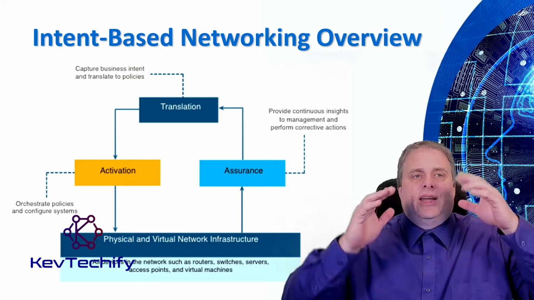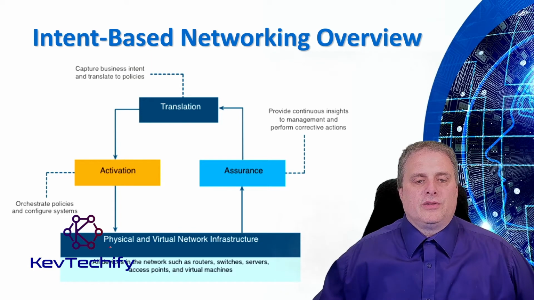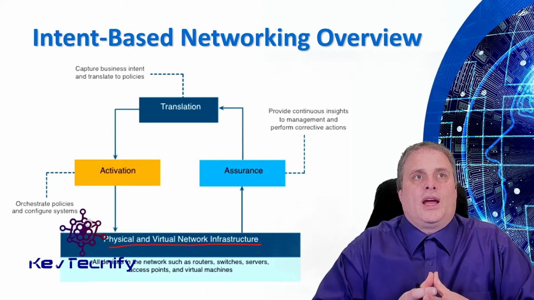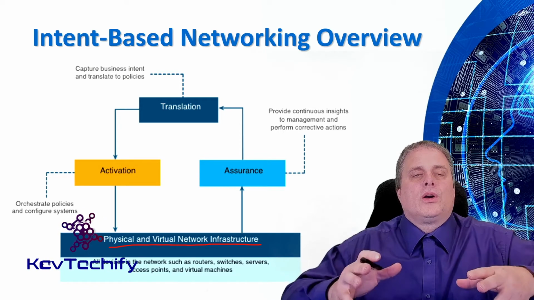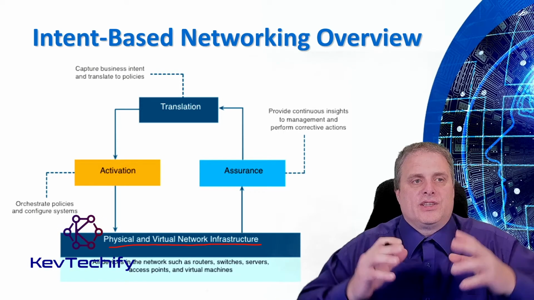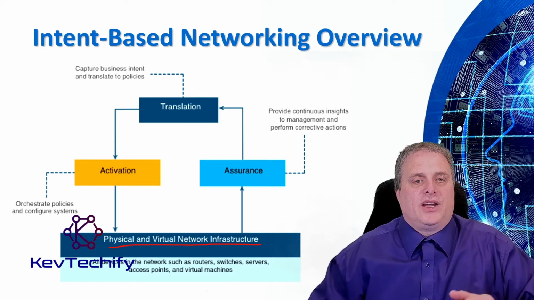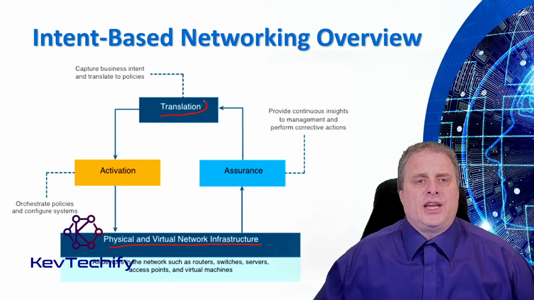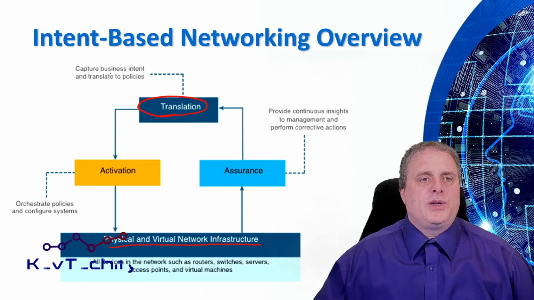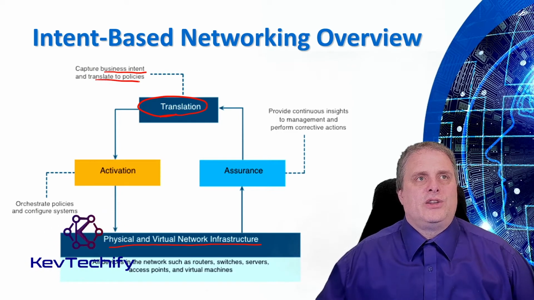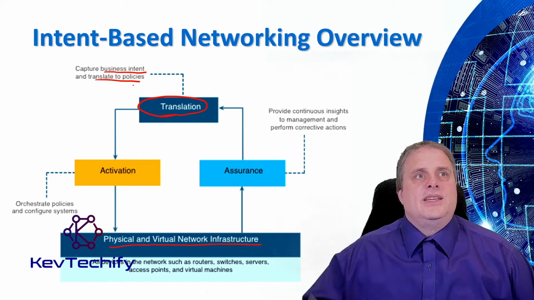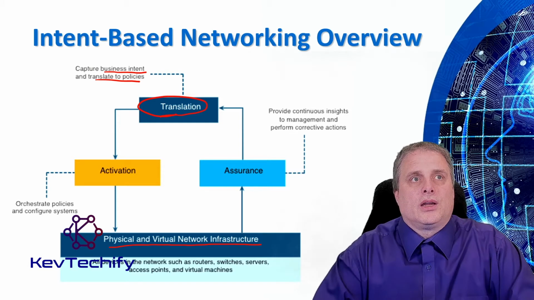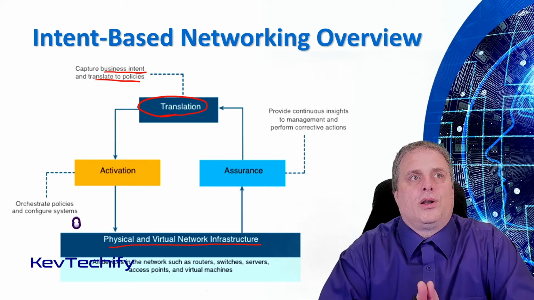At the bottom of intent-based networking, we have our physical and virtual network infrastructure. These are the devices on your network. We have three essential functions that work on top of this to give us our intent-based networking: activation, translation, and assurance. Starting at the top, we have translation. What that is, we capture business intent and translate that into policies. This enables the network administrator to express the expected network behavior that will best support business intent.